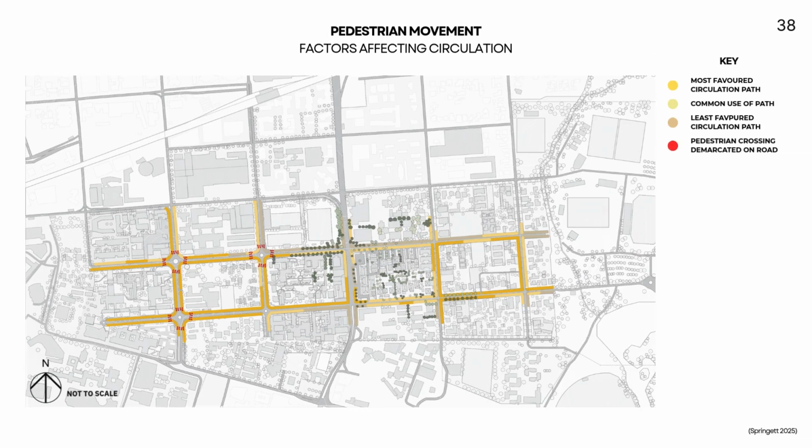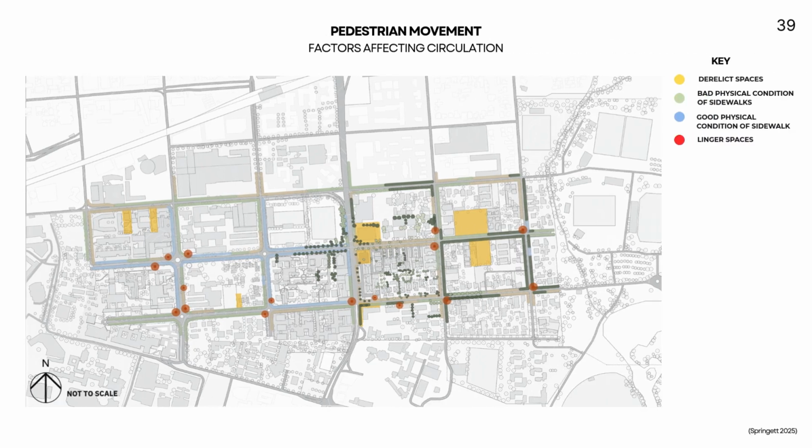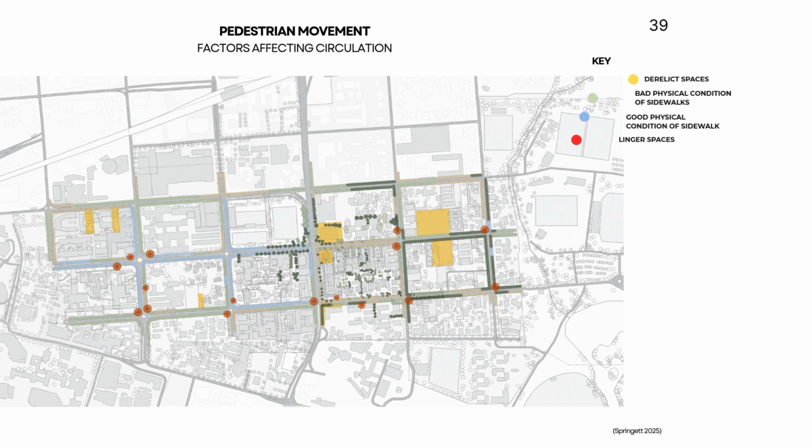The following map indicates the high pedestrian traffic on site, meaning there's a consistent population moving through the site, yet the site lacks places of rest or repose. And lastly, this map showcases the hindrances such as poor sidewalk conditions and derelict spaces, and contributors, those being sidewalks in good condition, to pedestrian movement through the site and the greater area.